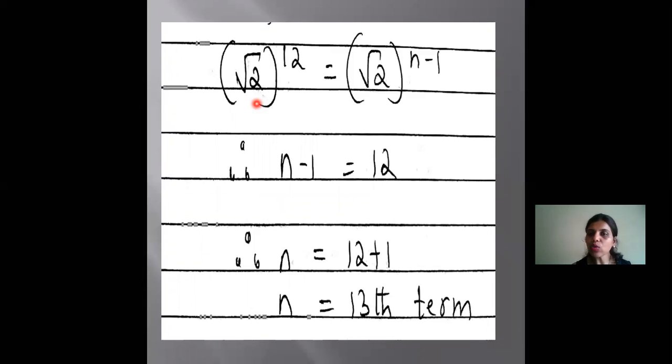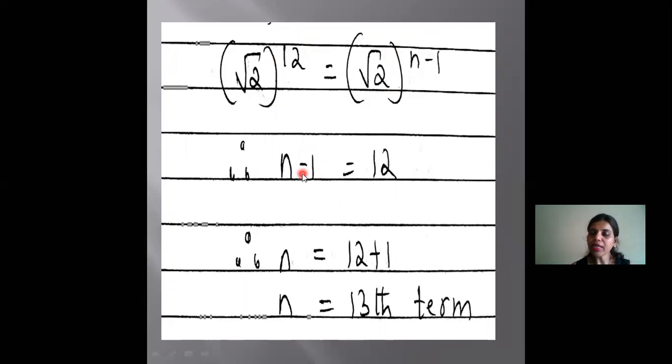Now whenever you have to convert it in root 2 form, so as 2 raised to 6 is 64, what you do is you write root 2 and 6 you multiply by 2. So here you will get 6 multiplied by 2, 12. That means you are multiplying the index with 2 to get your root 2. So (root 2) to the power of 12 is equal to (root 2) to the power n minus 1. As bases are same, indices become same. So n minus 1 is equal to 12.